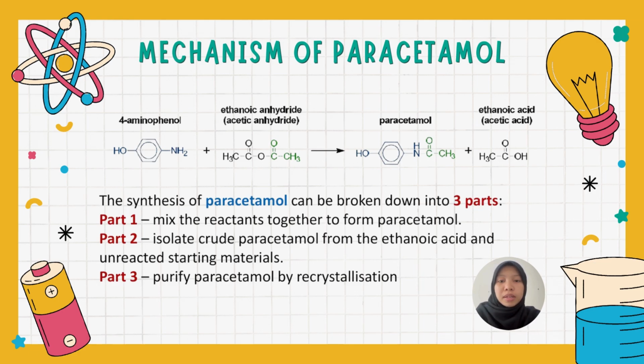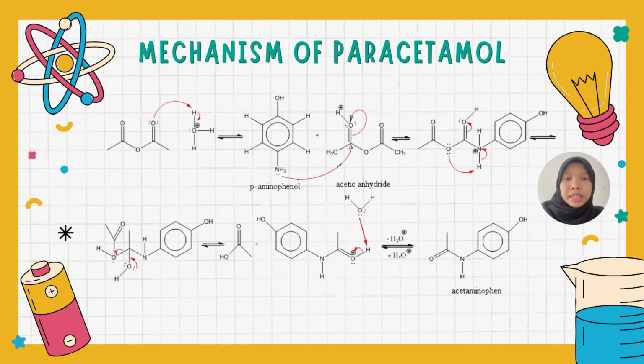The synthesis of paracetamol can be broken down into three parts. Part 1: mix the reactants together to form paracetamol. Part 2: isolate the paracetamol from the ethanoic acid and unreacted starting materials. And the last part is to purify paracetamol by recrystallization. This is how the reaction mechanism occurs, and the products we will get are ethanoic acid and paracetamol.